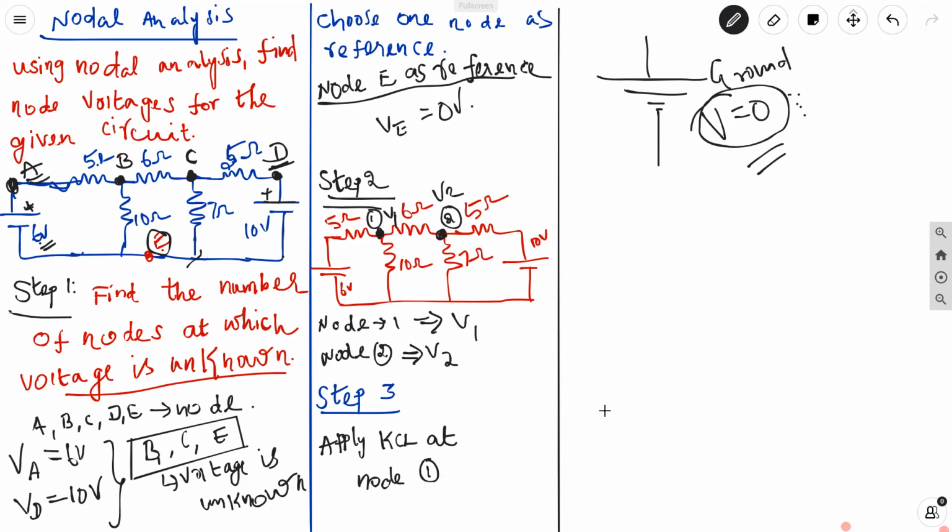So for that, first you just recall the KCL statement. What is KCL?